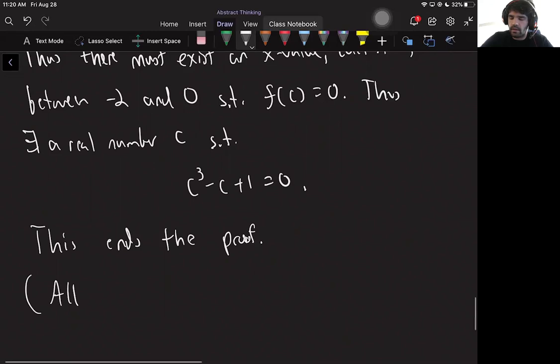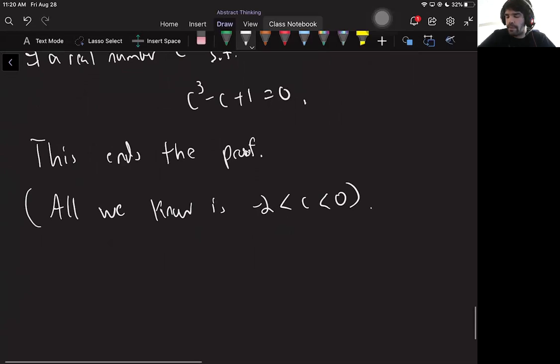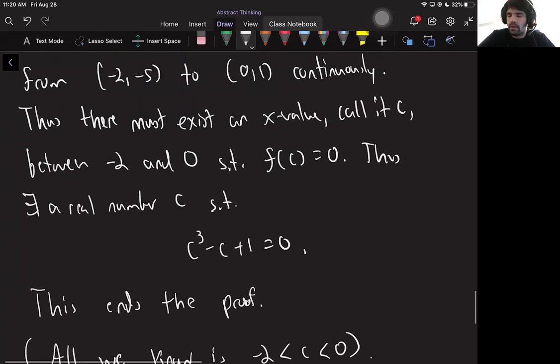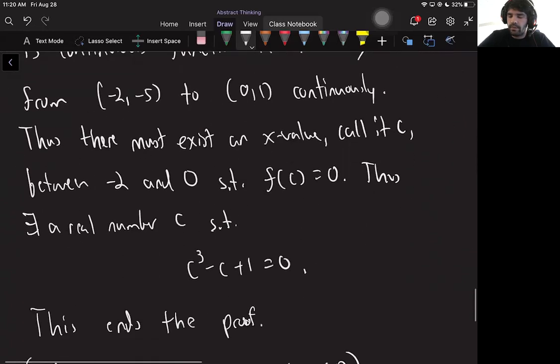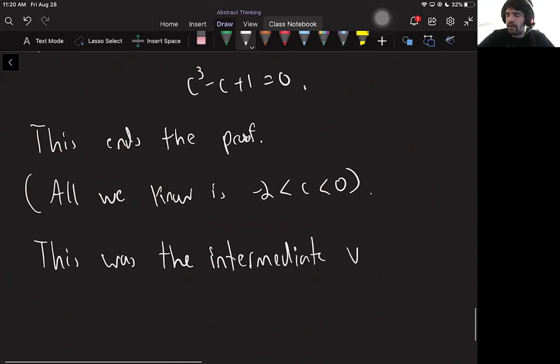So an addendum, I guess, in addition to the proof: all we know is that C is between -2 and 0, but we don't know exactly what number it is, just that it exists. So this is why it's a non-constructive proof. If you're wondering what all this stuff was that you learned in calculus, you can go Google the intermediate value theorem. All we're using is the intermediate value theorem, which you learned about a long time ago and you've probably forgotten by now. But that's what this was all about.